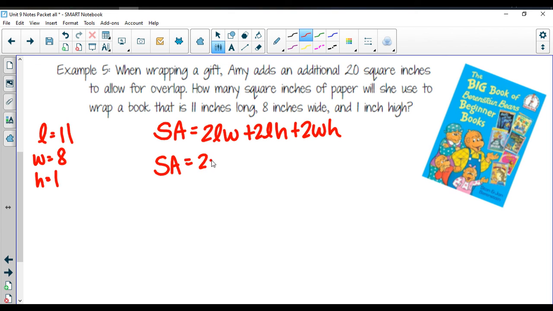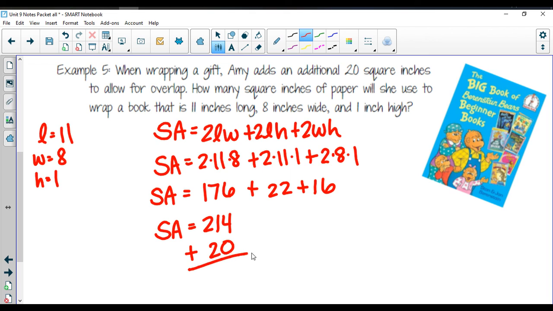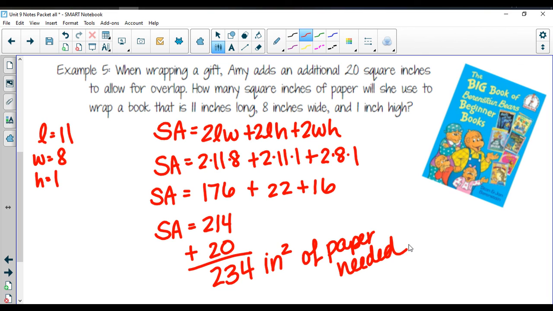Surface area equals 2 times 11 times 8 plus 2 times 11 times 1 plus 2 times 8 times 1. Grouping these into the 3 sections, I get 176, I get 22, and 16. When I add those together, I get 214. Don't forget, Amy's adding on an extra 20 square inches for a total of 234 square inches of paper needed. That's it for volume and surface area of rectangular prisms.